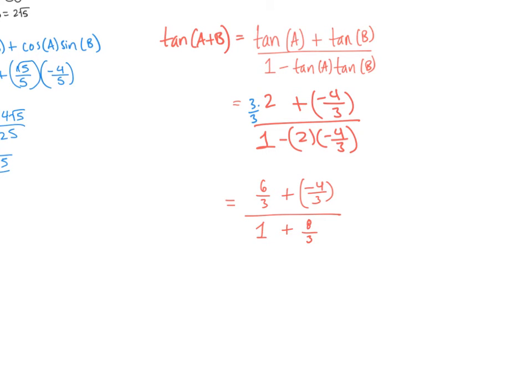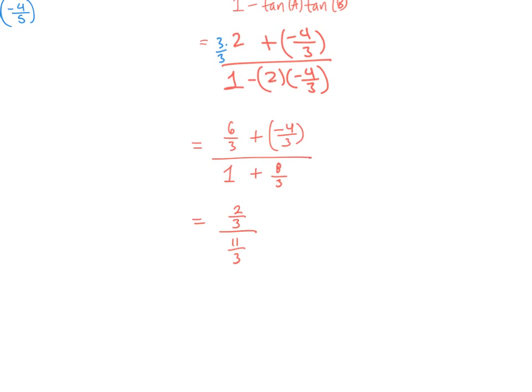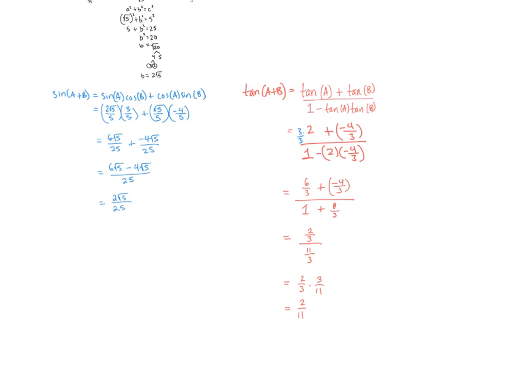And then on the top, we're going to have 6 over 3 plus negative 4 over 3. That's going to be 2 over 3. And on bottom, if we change 1 to have denominator 3, that's going to be 3 over 3. So 3 over 3 plus 8 over 3 is just going to leave me with 11 over 3. And then I have some fraction on fraction action. So I'm going to do that. And I'm going to end up with 2 over 11 is my tangent of a plus b.